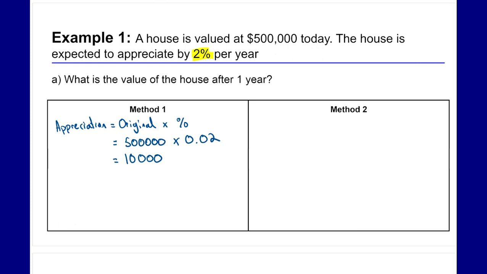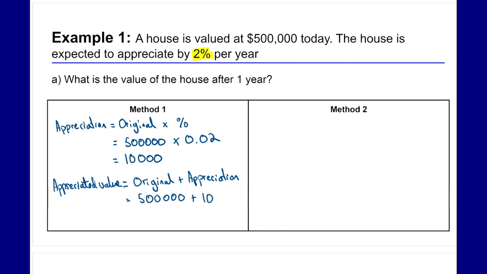Now to figure out what the value of the house is after 1 year, the appreciated value, we take the original and we add the appreciation, or add what that increase is, or 500,000 plus 10,000 equals $510,000. So essentially this is what the new value is going to be after 1 year. So that's the first method. We find what the increase is and then we add the increase to the original.